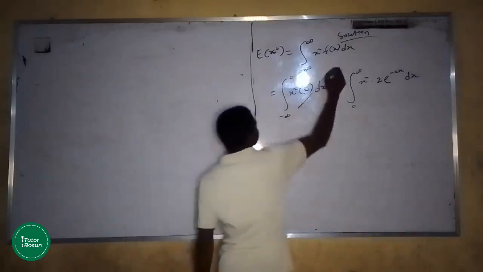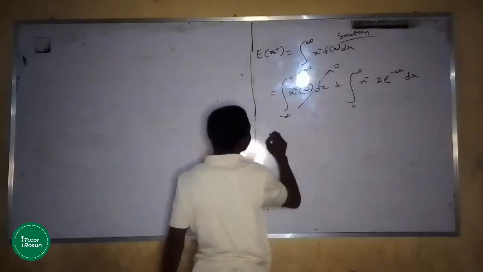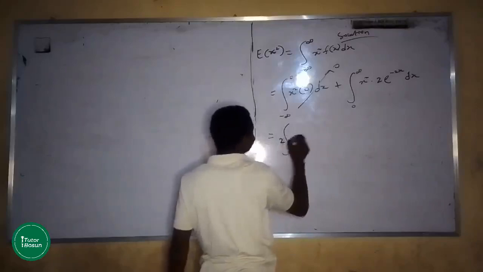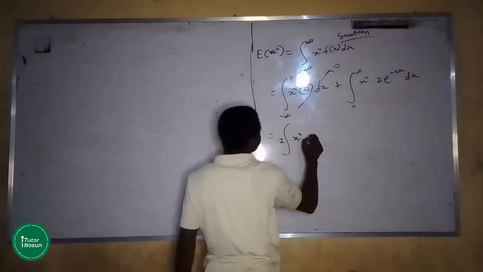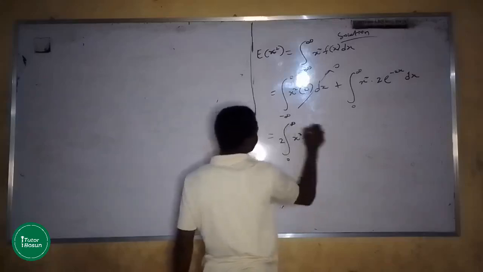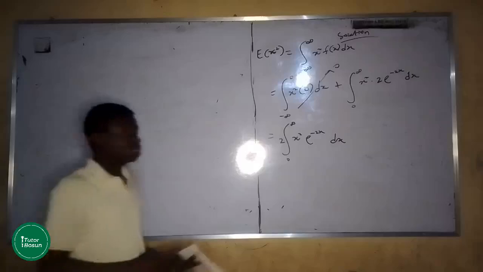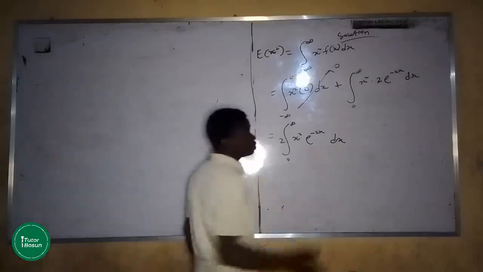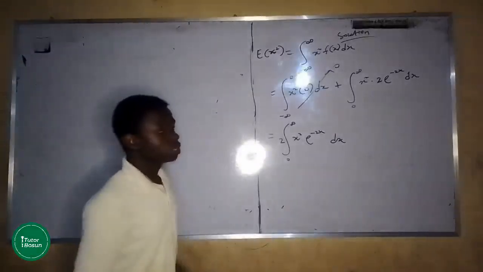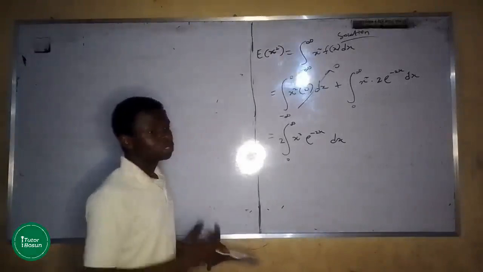So automatically this becomes 0, and we are left with the integral of this, where we can bring out 2 as a constant. We have 2 times the integral from 0 to infinity of x squared exponential minus 2x dx. Similarly, you have to solve this by integration by parts to determine the value. I won't be doing that in this lesson, so I will just be writing out the result.